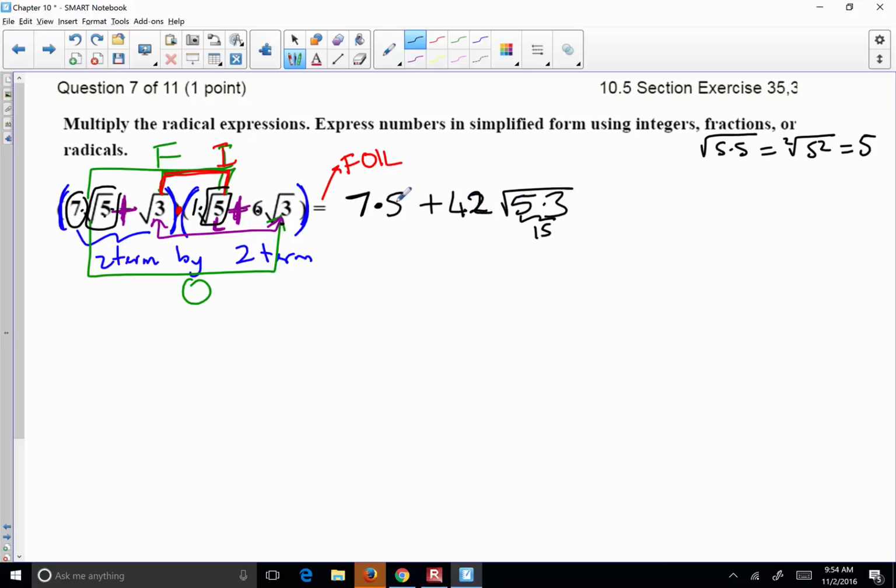We did O, right? F-O-I. Where is I? Root 3. 1 root 3, 1 root 5. 1 times 1 is 1. Root 3 and root 5 makes... Oh, same couple showed up again. So I bet they will make 15, right? Okay. And last, who can tell me the last? L. It's 3.